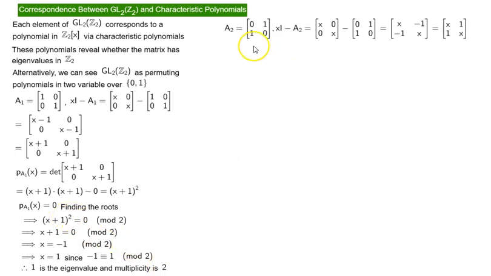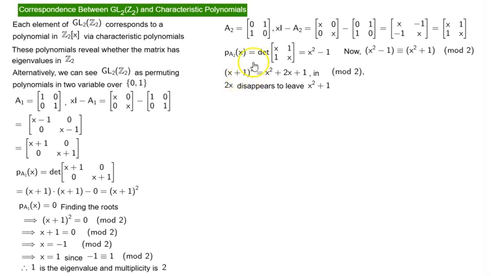Okay, now let's look at A2. A2 is 0, 1, 1, 0. And the characteristic matrix will work out to x, 1, 1, x. Now we take the determinant. x squared minus 1. Now x squared minus 1 is equivalent to x squared plus 1 mod 2 because minus 1 is equivalent to 1 mod 2. So x plus 1 squared is equal to x squared plus 2x plus 1 in mod 2.